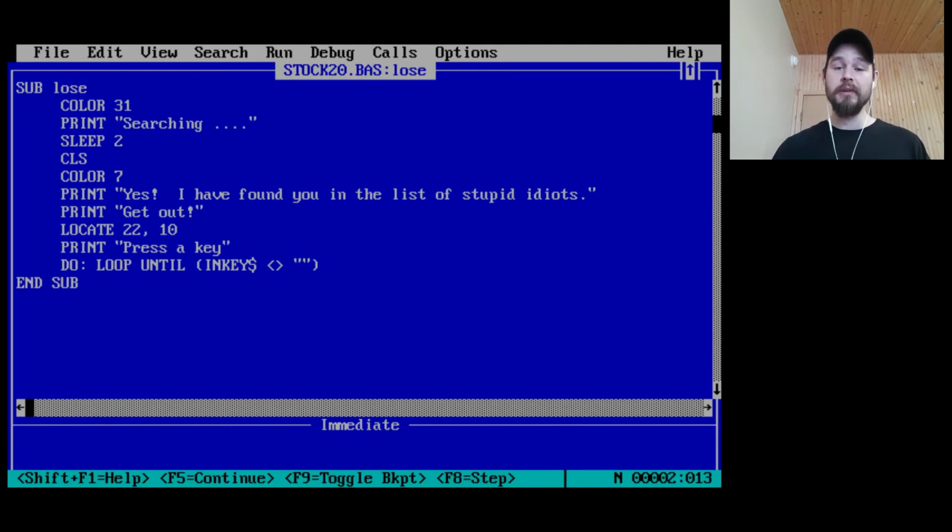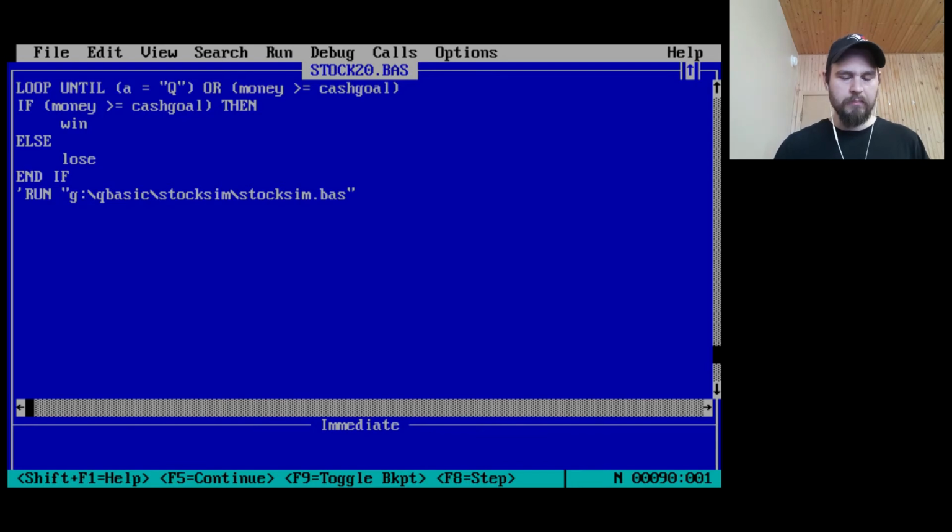Color 31, here's a blinking color. I remember that blinking, searching. Yes, I have found you in the list of stupid idiots. Get out. Okay, so we will not... Ooh, this is getting on time. But what I want to do is win this game and actually see this message displayed.